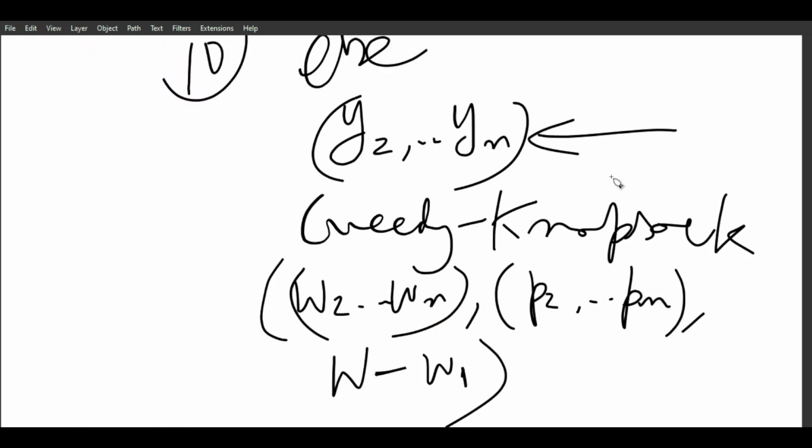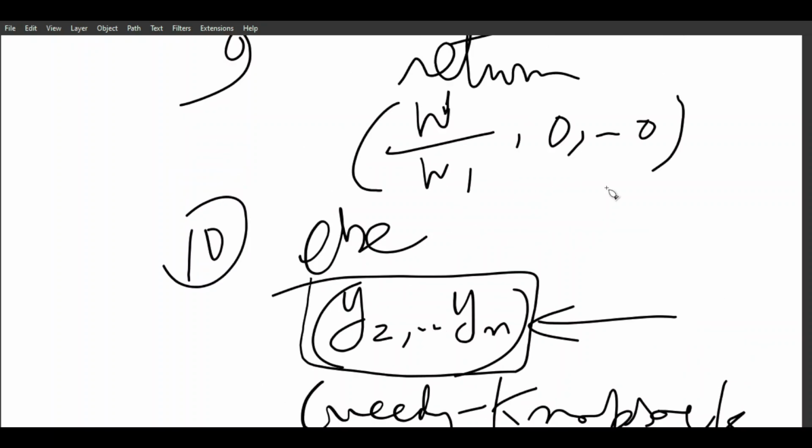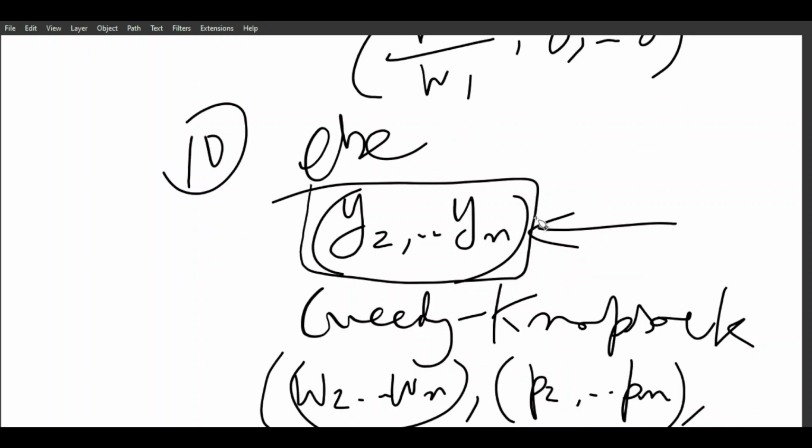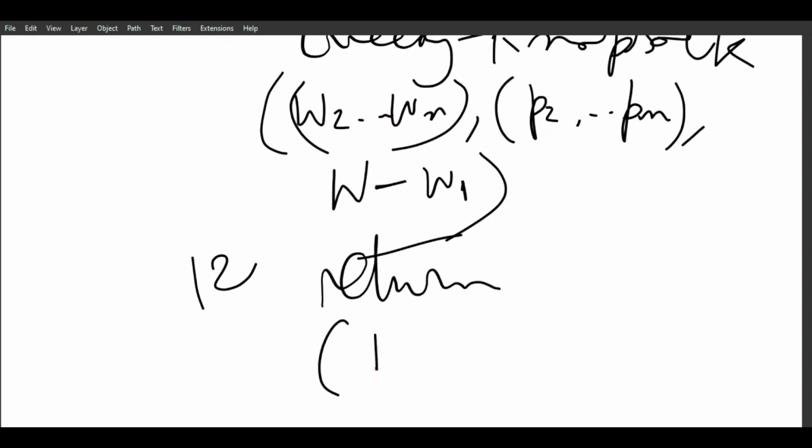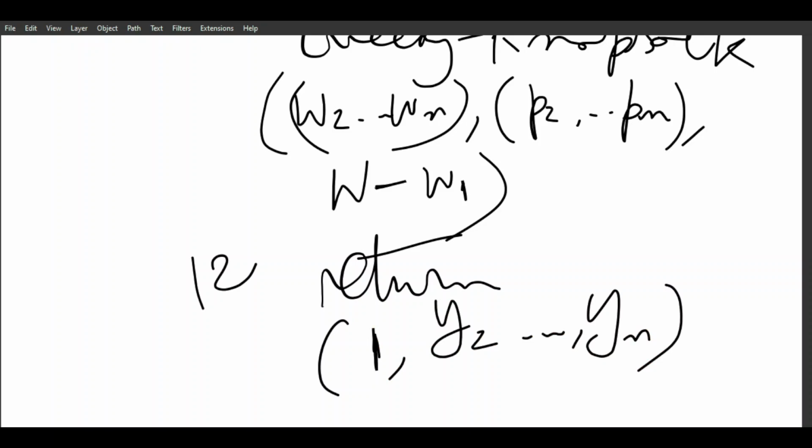Solve it. Suppose this is our solution, y2 up to yn. Now simply combine this solution. So we have to choose the first item in the else case completely. The first item is taken completely. So we return finally our solution: first item 1, and the remaining we know, the solution y2 up to yn. So this is a very simple recursive greedy algorithm. Here we are getting only a single subproblem.